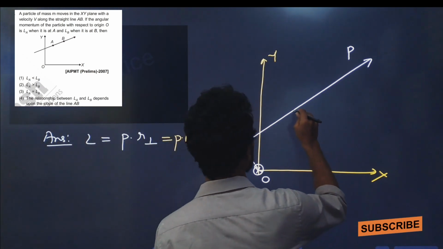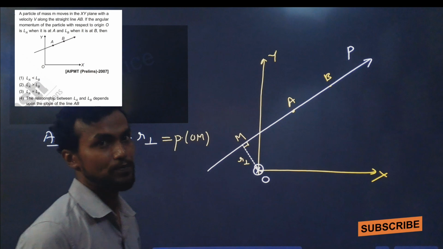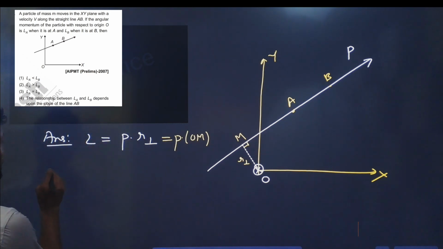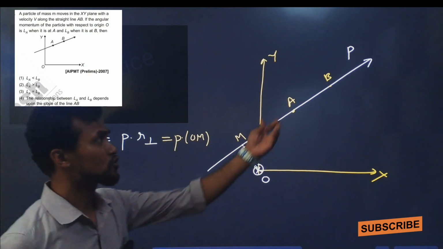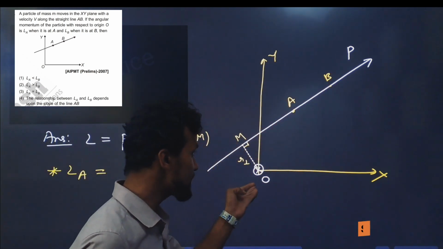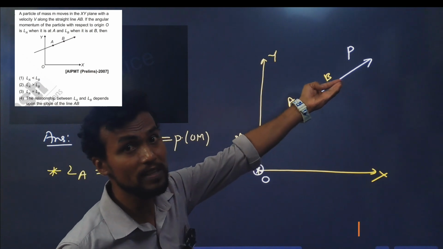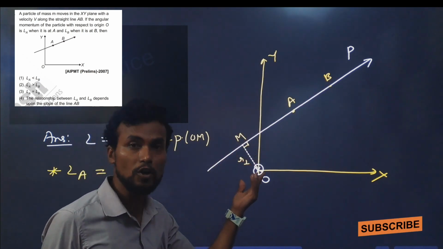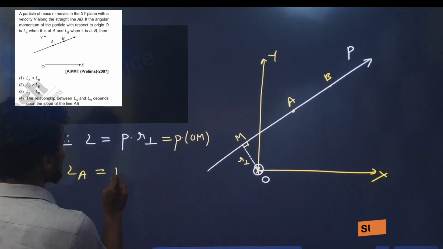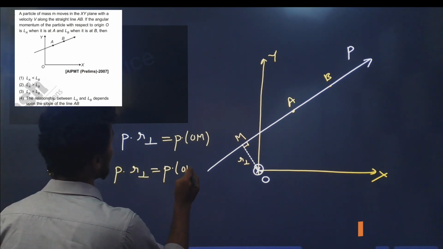Now come to this question here. Here we have taken two points, one point is A and another point is B. If I talk about the angular momentum at A, the momentum is P, and the perpendicular distance of the line of action of the linear momentum from this fixed point is R perpendicular only. So what we can write here is P into R perpendicular, or P into OM.